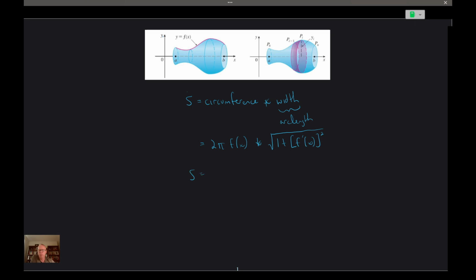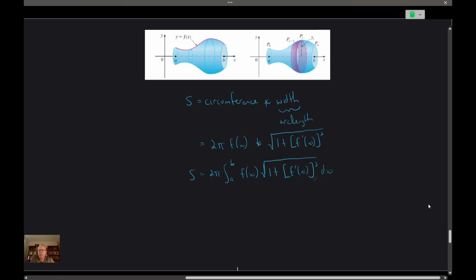And then, of course, if we're going to take many of these strips and take the width of the strip down to 0 and go across the entire length of the shape, then we're going to integrate from a to b. So from this end, which is a, to this end, which is b. We'll pull this 2 pi out since it's constant, and we'll have f of x times the square root of 1 plus f prime of x squared, dx.